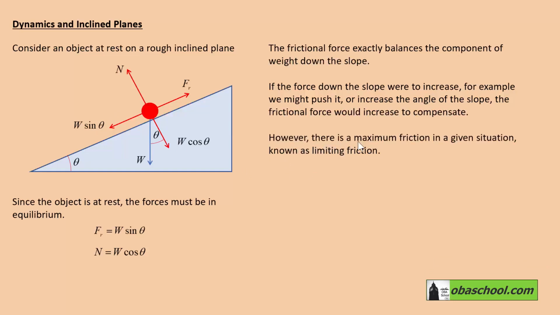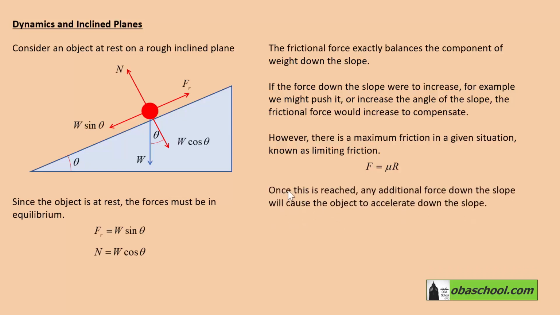However, there is a maximum friction in a given situation, known as limiting friction. F is equal to mu R, where mu is a constant. R is the normal reaction force, which I've actually called N in the diagram over here, but N and R are both common things that we call that reaction force. Once this is reached, any additional force down the slope will cause the object to accelerate down the slope.